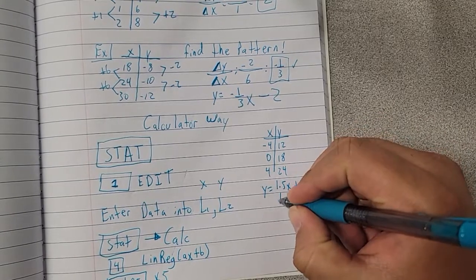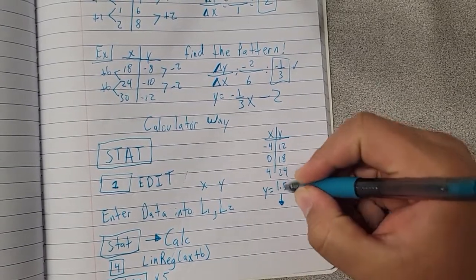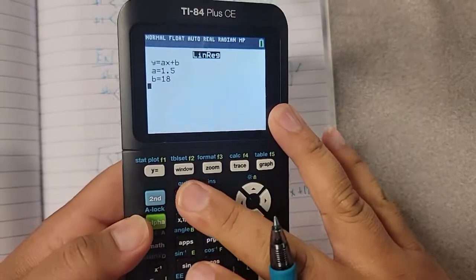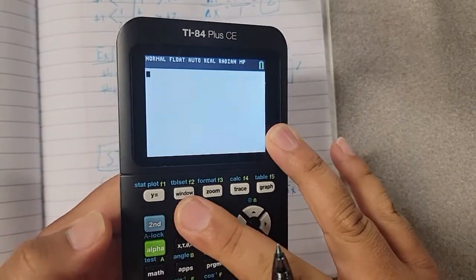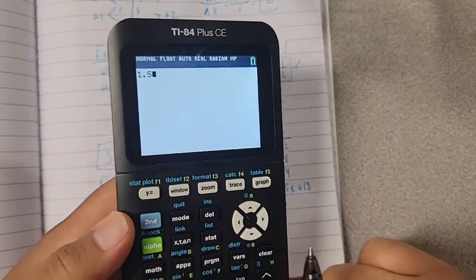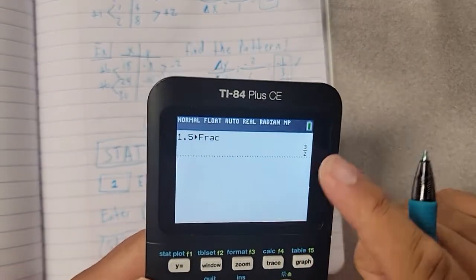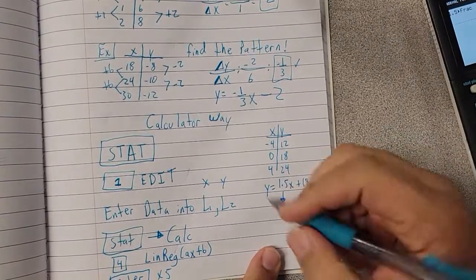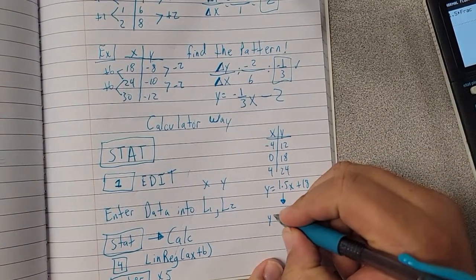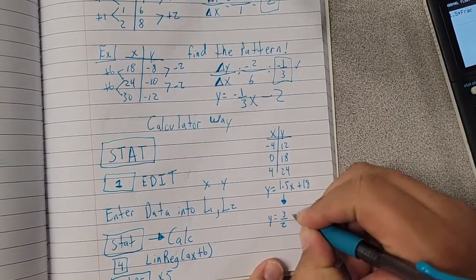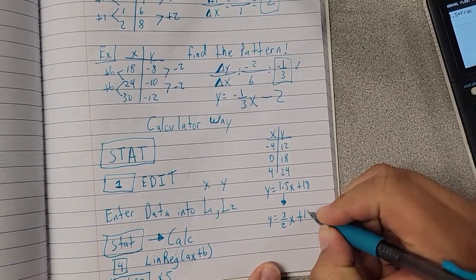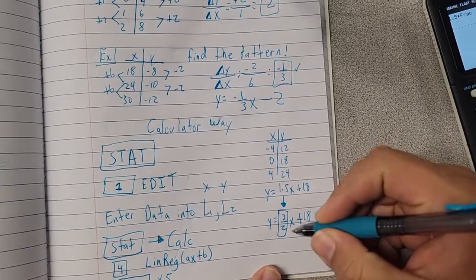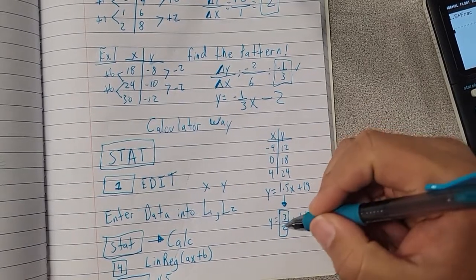But remember, we want this to be a fraction. Now this one doesn't repeat, so we don't have to put a bunch of 5s, guys. This is just 1.5. So go to quit, second, quit, 1.5, math, enter, enter. So this is actually 3 divided by 2, okay? So it actually looks like y equals 3 divided by 2x plus 18, and my slope is 3 divided by 2. That's the slope, okay?